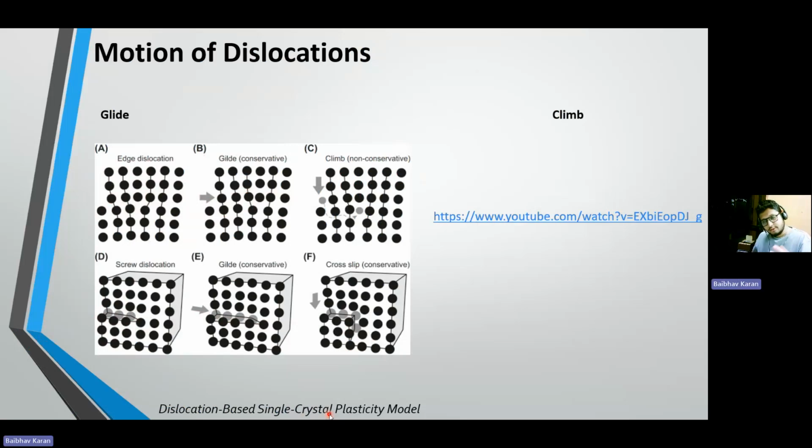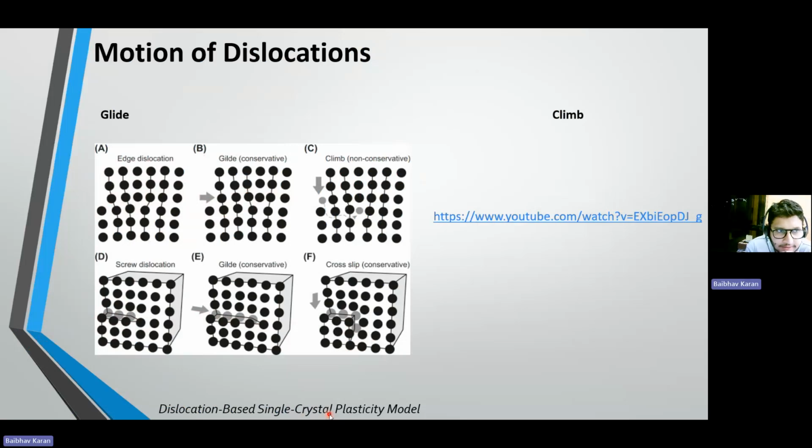But in case of screw dislocation, u and b are always in line with each other, parallel or anti-parallel to each other. So they will always lie in the plane. That means multiple glide planes are present in case of screw dislocations. Did you understand the concept I'm trying to say? This is what it is.